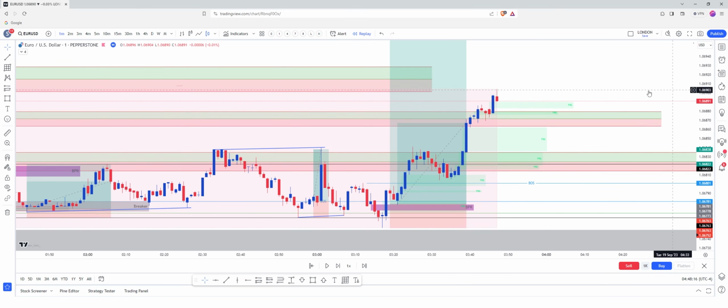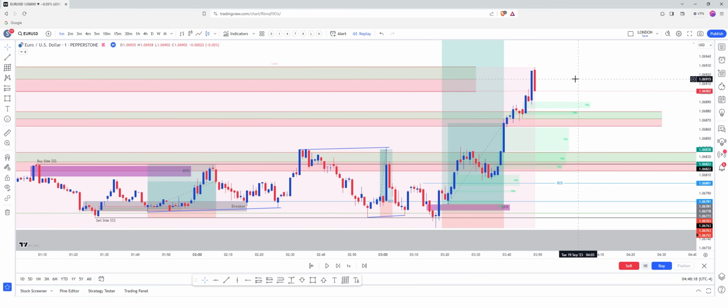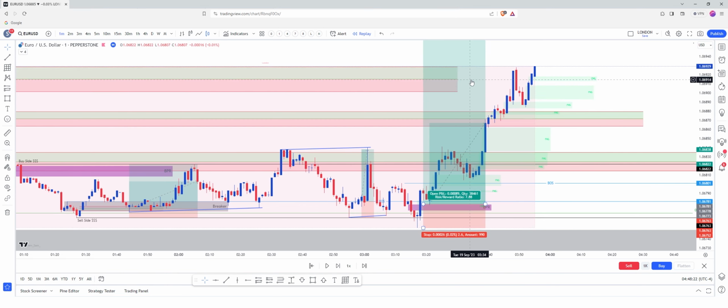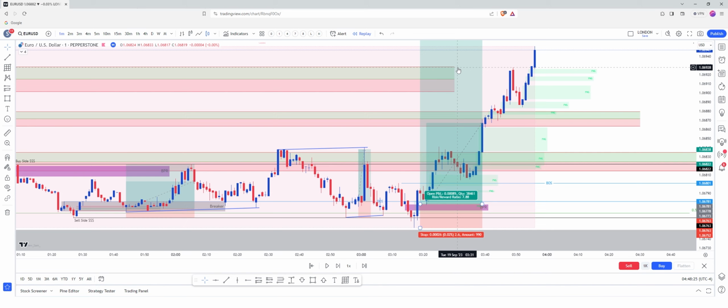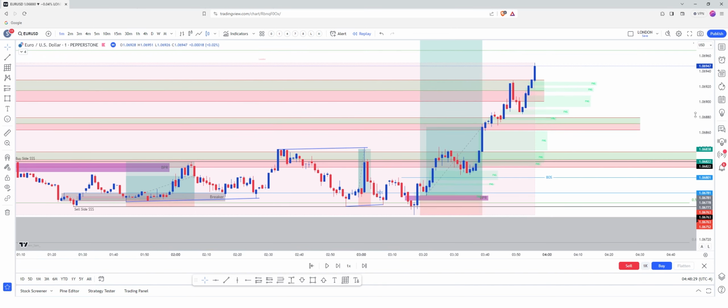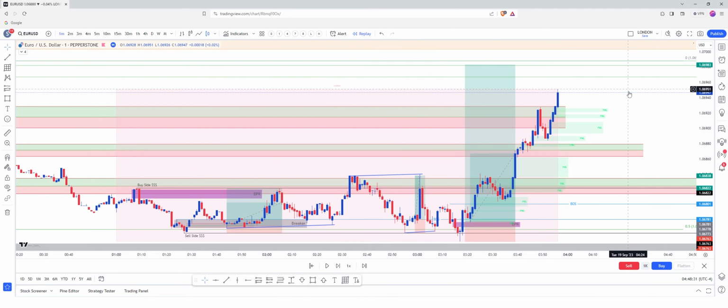Respected, price comes away again into the next 15-minute fair value gap. Again, do we flip this to support? A bit of a rejection to start with. Price clears through it. So again, this 15-minute fair value gap now could turn into support. We are aiming for the Asia high, potentially the New York PM session high.